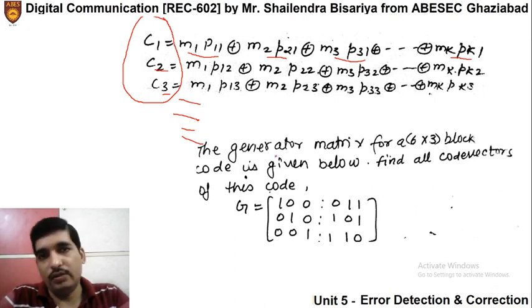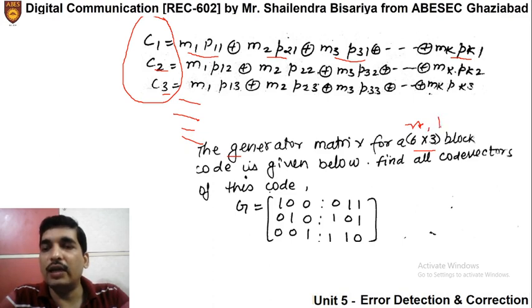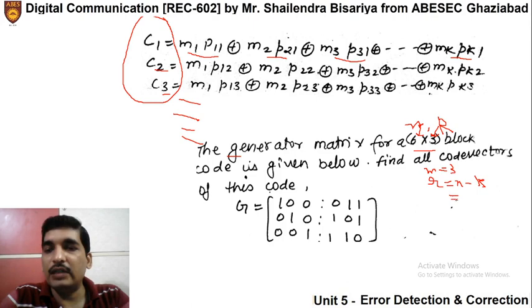Let us have a question to understand it in a better manner. Let us say the generator matrix for a 6, 3 block code. First of all, 6, 3 block code means we are talking about n, k. So we can say that n is 6 and k is 3. So that means message bits are 3. And how many will be the parity bits? We know that parity bits are equal to n minus k. So message bits are 3 and total bits are 6, so it will be 3 again, right?